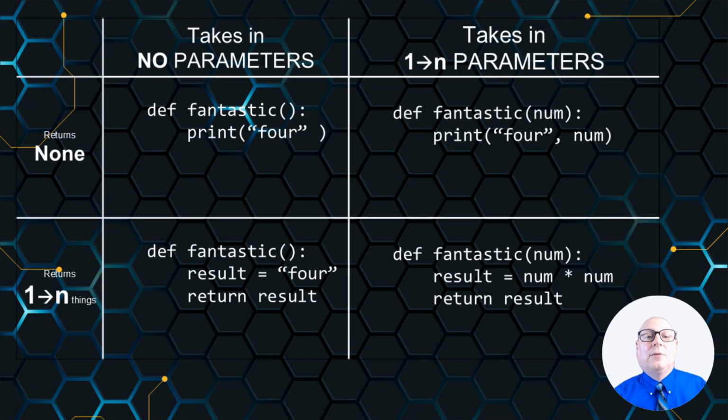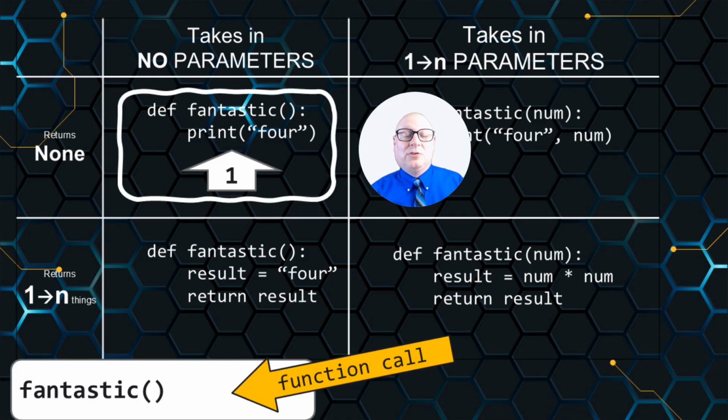Here's the deal. Every function in Python falls into one of 4 types, based on 2 simple questions. Does it take parameters, aka input? Does it return a value, aka output? Type 1, no parameters, no return. This one's easy. It shows up, says hello, and leaves. Doesn't ask questions, doesn't bring gifts.